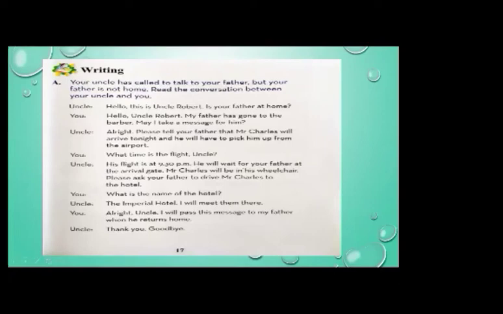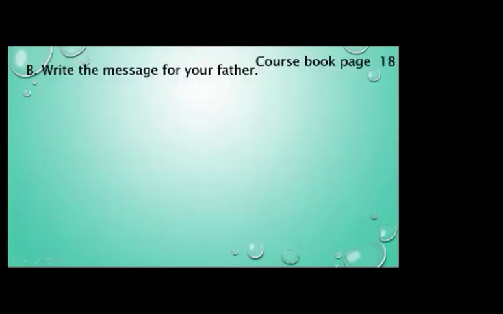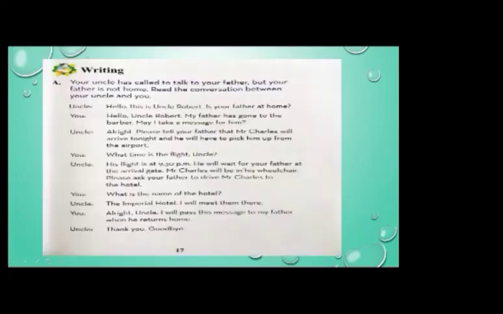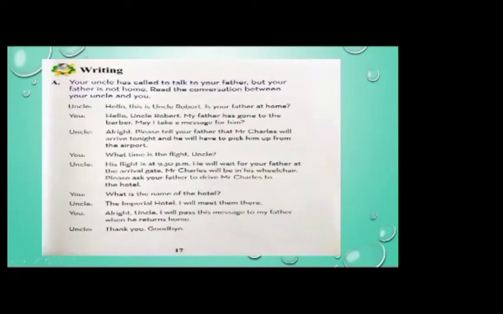So now, how did you sum it up? Uncle Robert told you that Mr. Charles is going to arrive at the airport at 9:30. He will be at the arrival gate. He will be on his wheelchair. So your father has to drive him to the Imperial Hotel, and Uncle Robert will meet him there.